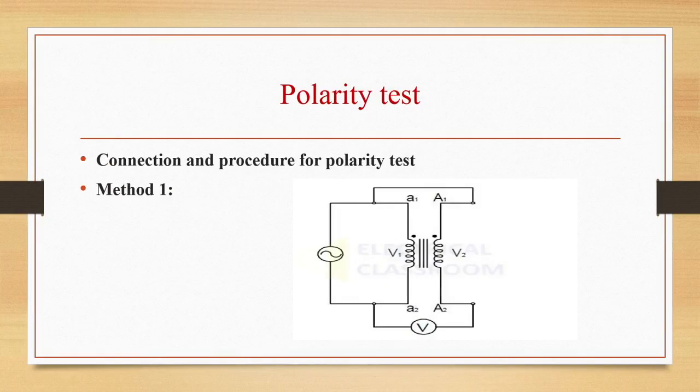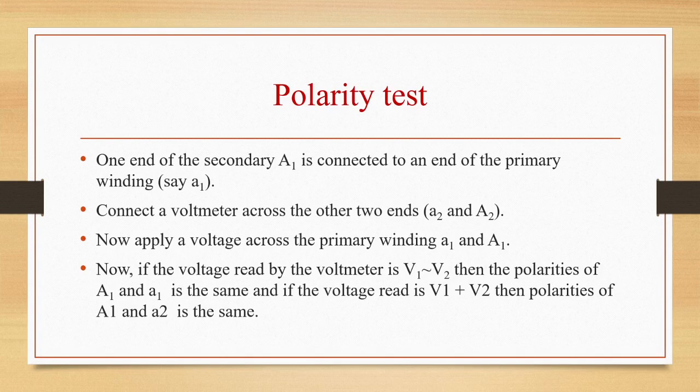See here, method 1. One end of the secondary, capital A1, will be connected to an end of the primary winding, small a1. Connect voltmeter across the other two ends, A2 and a2. Now apply a voltage across the primary. If the voltage reading given by voltmeter V1 is equal to V2, then polarities of capital A1 and small a1 is same, and if the voltage is reading V1 plus V2, then polarities of A1 and a2 is same.